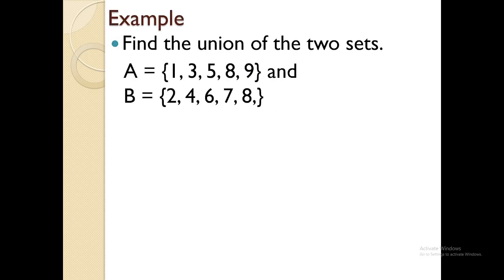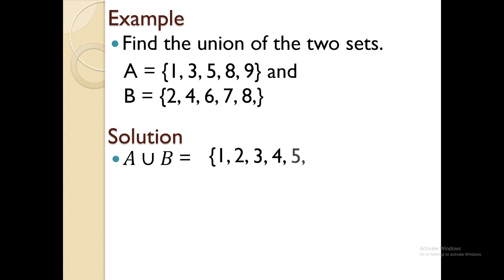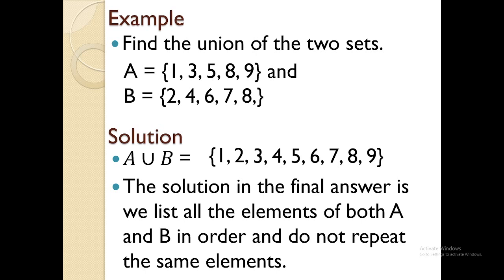Now, let's have an example over here. Let us find the union of the two sets. So, you name me the smallest number there so that we can follow. What should I write first? 1. Next to 1, 2. Next, 3, 4, 5, 6, 7, 8, and 9. Those are the union of A and B. And again, it's simply listing all the elements of both A and B and do not repeat the same elements.